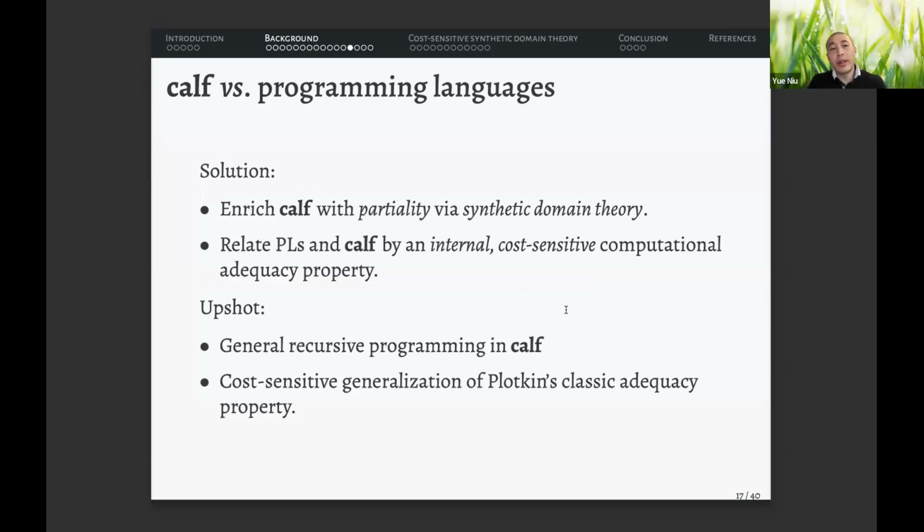The solution is to enrich CAF with a notion of partiality by means of synthetic domain theory. And it will relate programming languages and this denotational style of reasoning in CAF with an internal cost-sensitive version of the classic computational adequacy property of Plotkin. The upshot is we will be able to program with general recursive functions in CAF and also obtain a generalization of Plotkin's adequacy property.